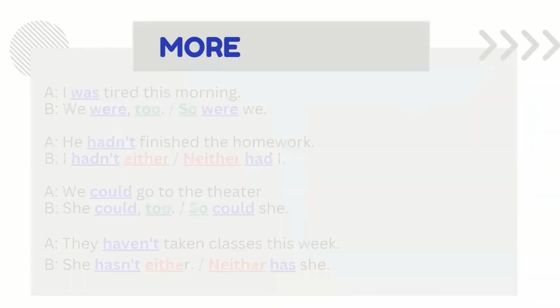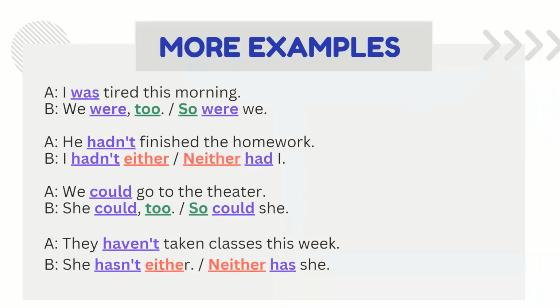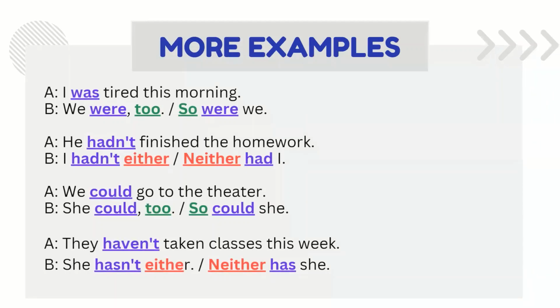Okay, here we have more examples. The first one in simple past with the verb be. I was tired this morning. Possible answers: we were too, or so were we. Next example in past perfect. He hadn't finished the homework. Possible answers: I hadn't either, or neither had I.